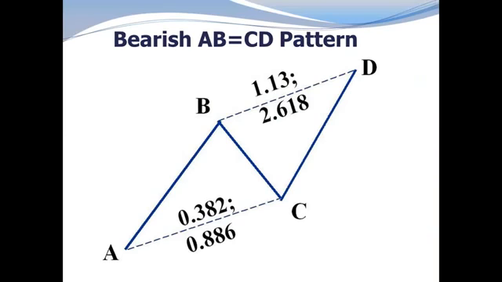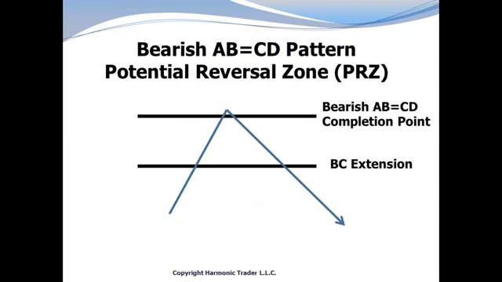Bearish ABCD pattern. The bearish ABCD pattern is two equivalent price legs that possess harmonic ratios. Again, it's always important to look at the C point retracement of the AB leg to determine the best suitable BC extension to complement the equivalent completion for the pattern.